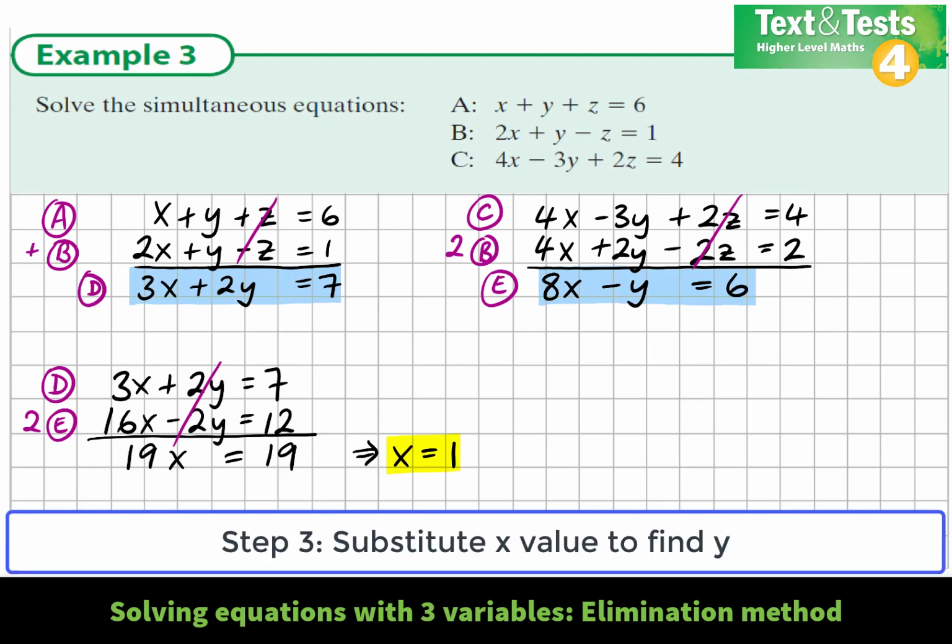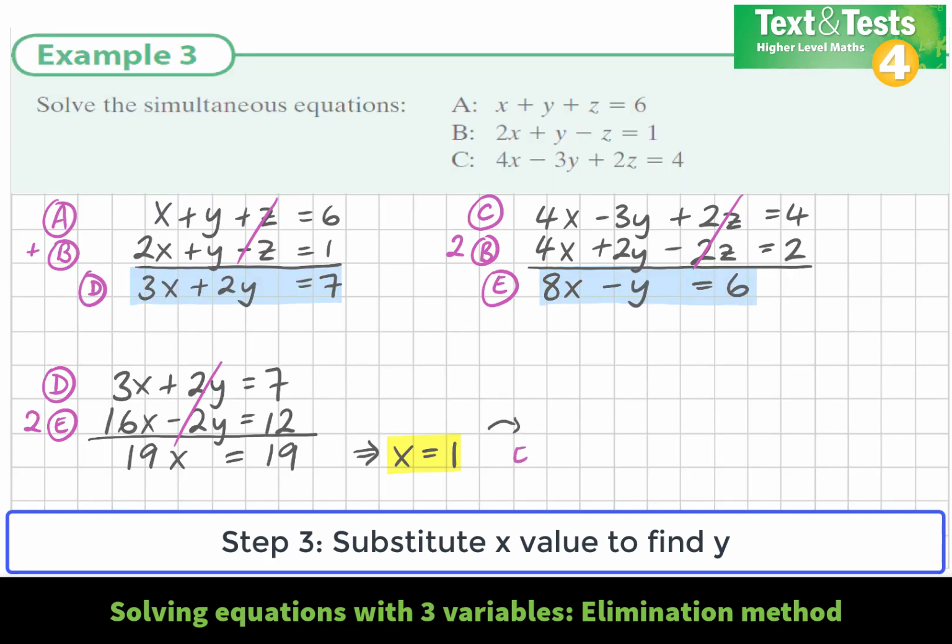Now we can use this equation with either D or E. If we sub this value back into either D or E, we'll be able to solve y. Equation E looks easier because it just has a minus y in it. So subbing in that x equals 1, we get that 8 times 1 instead of 8x minus y is equal to 6. So that's 8 minus y is equal to 6. It's obvious if you take 2 from 8 you get 6. So y is equal to 2.